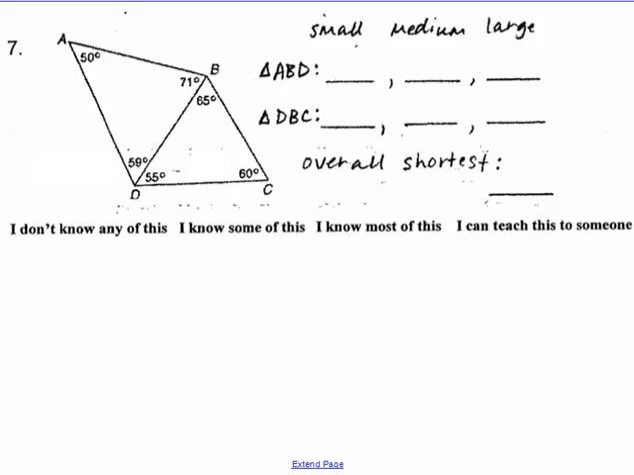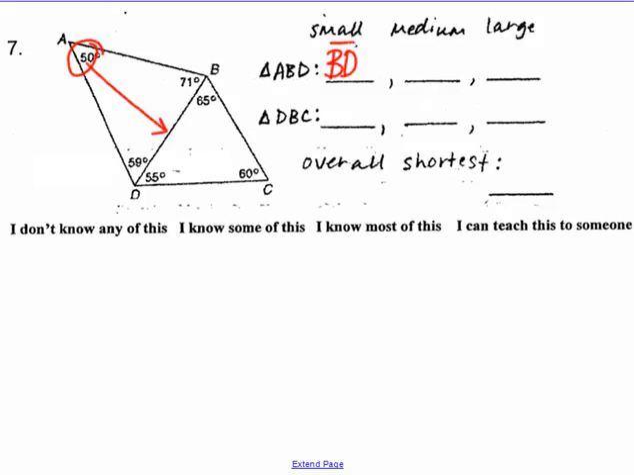You're going to be asked to do some problems like this, where we're looking at a triangle and figuring out the small, medium, and large sides. So if we look at angle A, that is the smallest angle. So what's the smallest side of this triangle? It's across from the smallest angle. So BD is the smallest in triangle ABD.